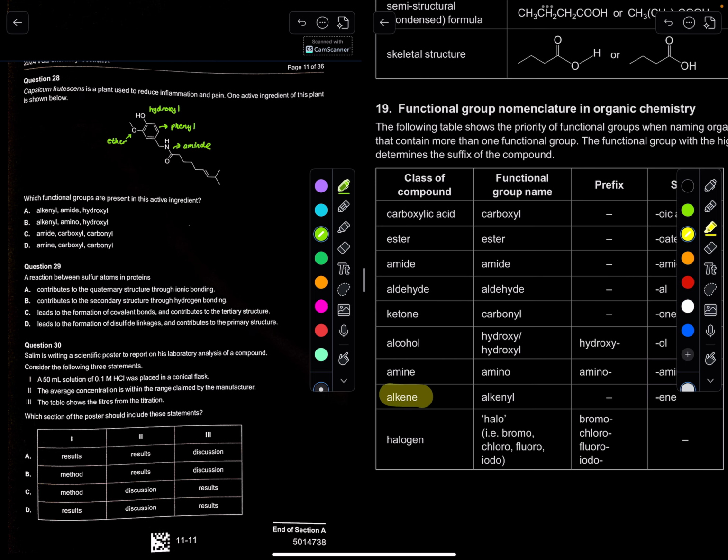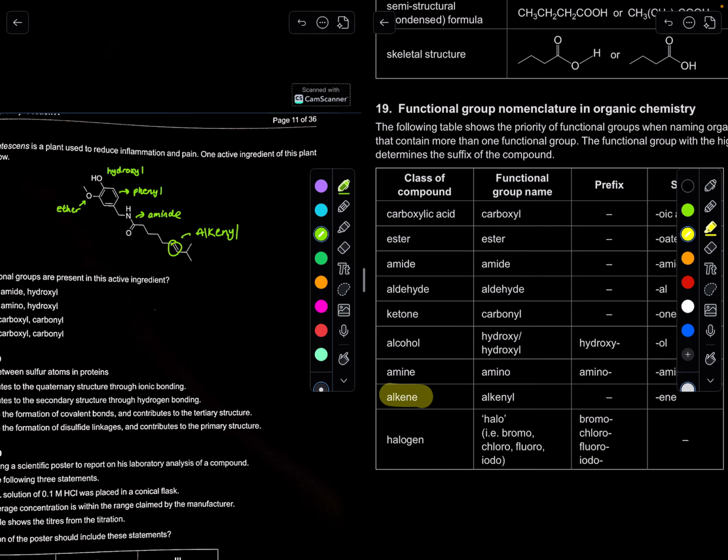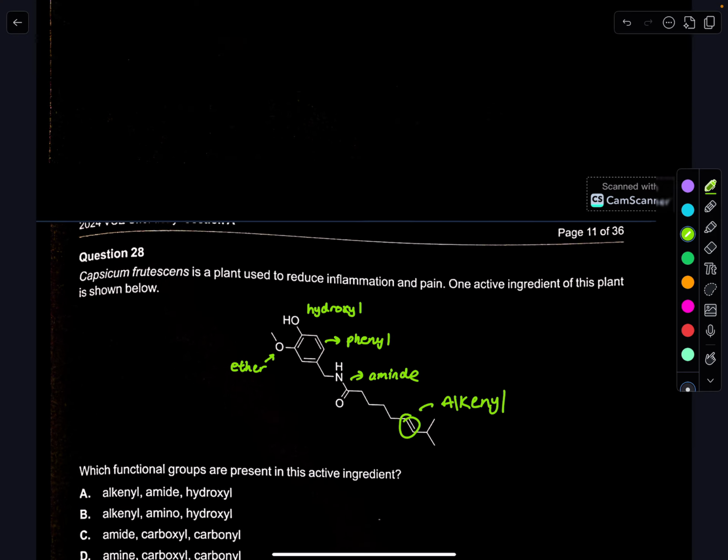Yeah, alkenes, those are also considered. So alkenes are considered as also, are they called alkenyl? Alkenyl. All right. There. Did I aim everything right? There it is. Okay.